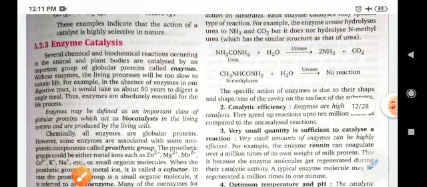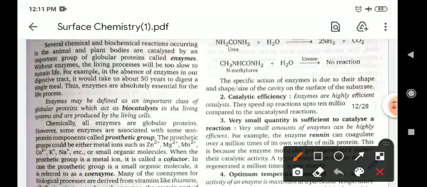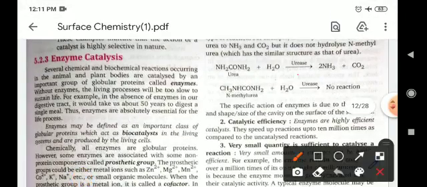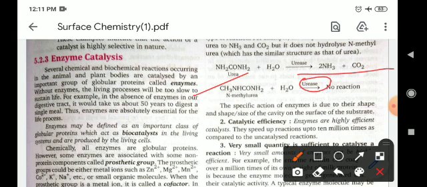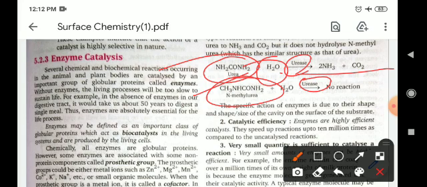Okay, so urea is hydrolyzed in the presence of urease to give ammonia and carbon dioxide, but in the case of N-methylurea this cannot happen. So urea will be hydrolyzed by this enzyme, but N-methylurea will not.